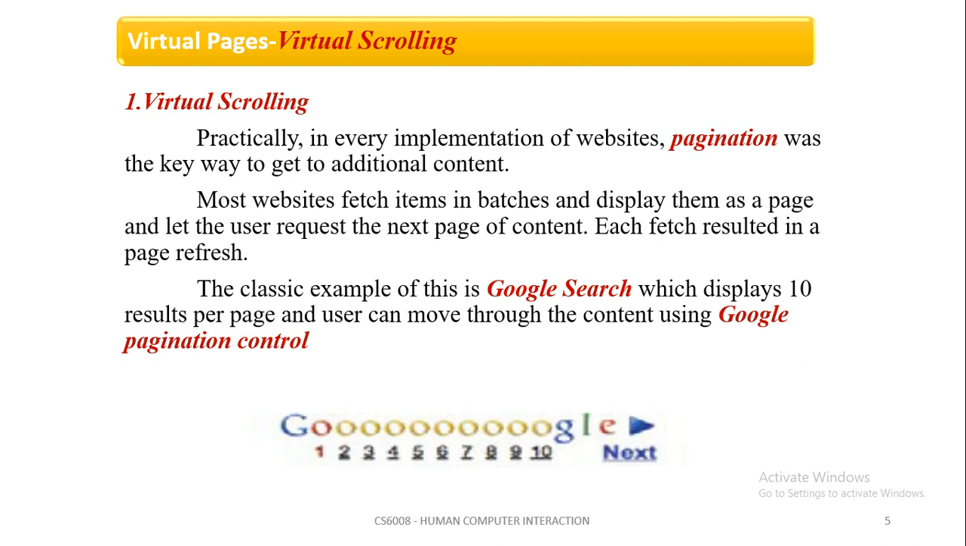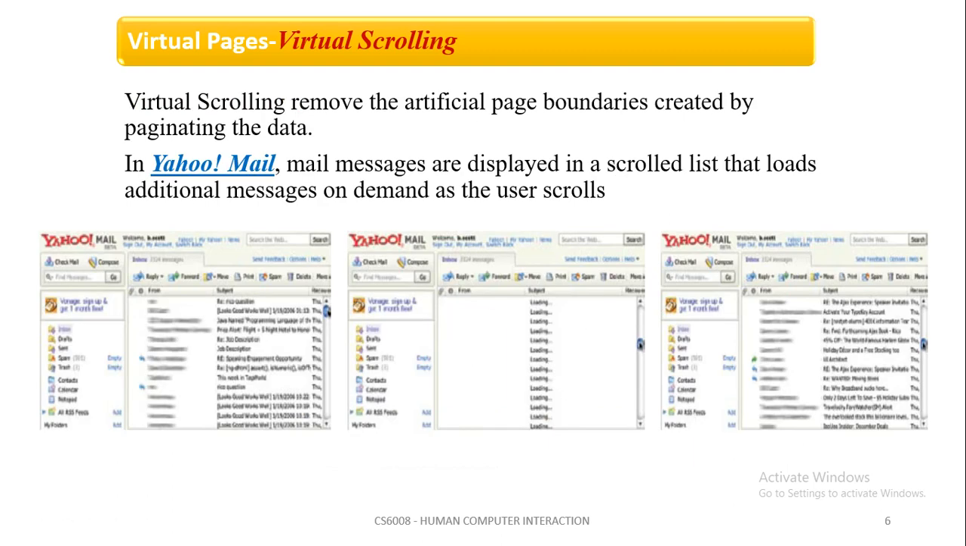Traditionally, in most of the website implementation, pagination concept was used as a key to get to the additional content. The classic example of this is a Google search, which will display about 10 results per page, and user can move through the content using the Google pagination control. You can see here the picture shows the Google pagination control we are all familiar with. The visual scrolling concept helps to remove the artificial page boundaries that are created by paginating the data.